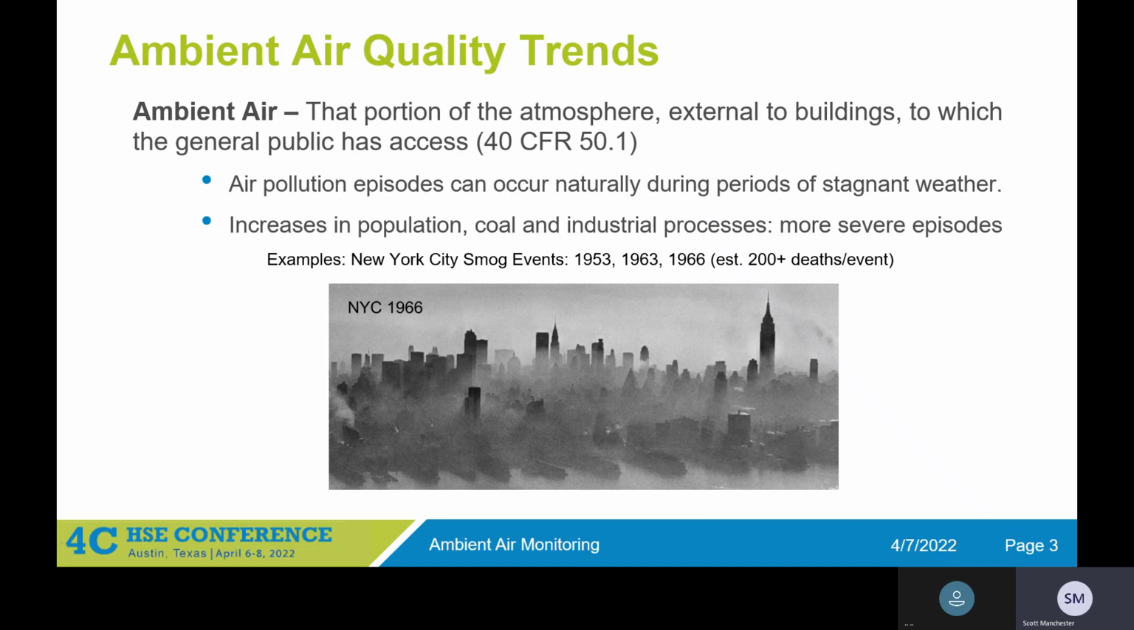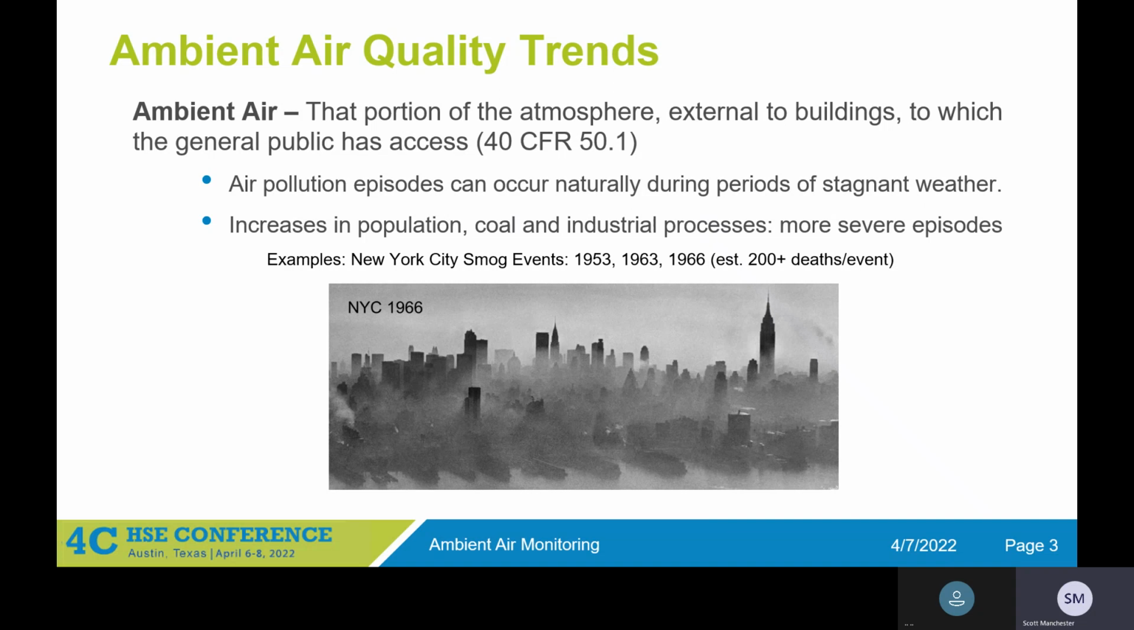Ambient air doesn't mean that it's free of all pollution. You'll see that in some definitions, some areas, but air pollution episodes occur naturally and always have, especially when periods of stagnant weather occur. But last century, with increases in population, coal use, and industrial processes, there have been more and more severe episodes of events. And here are just a few from New York City.